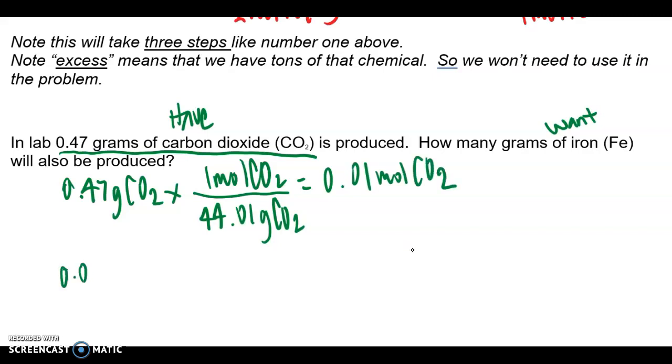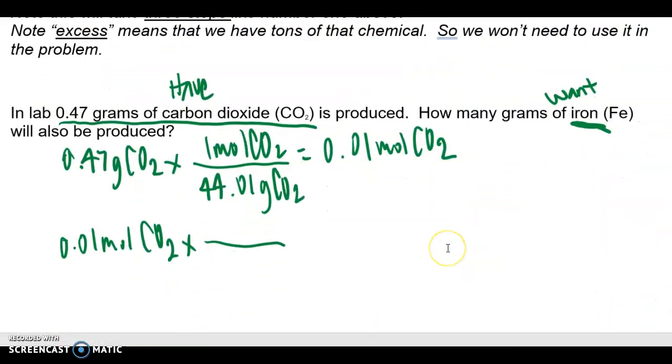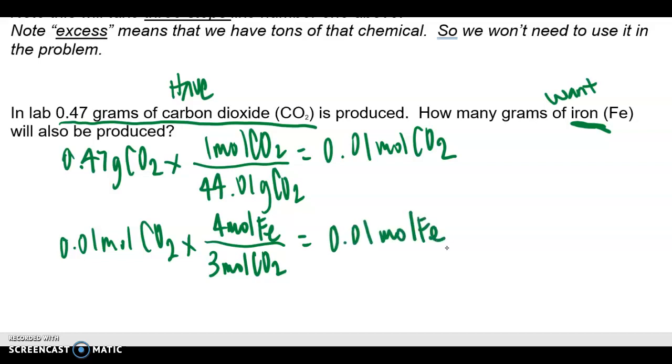And then we're going to take 0.01 mole of CO2. And we need to get it into the other chemical because we need to get it into iron. So we're going to look at the mole ratio up here of carbon dioxide, which is 3, to iron, which is 4. So we're going to go down and we're going to do 3 moles of CO2 to 4 moles of iron. And when we do that, 0.01 times 4 divided by 3, we get 0.01 again. This is moles of iron.